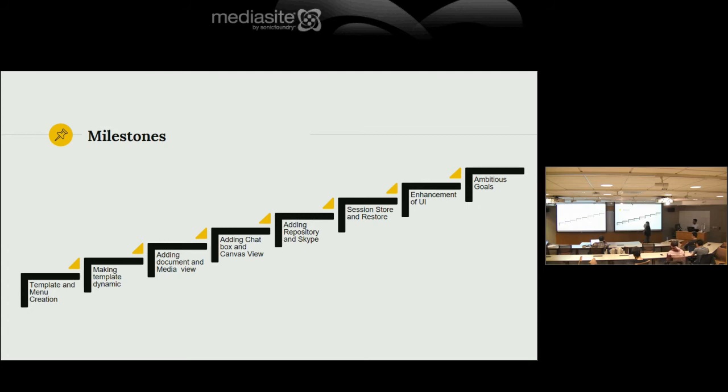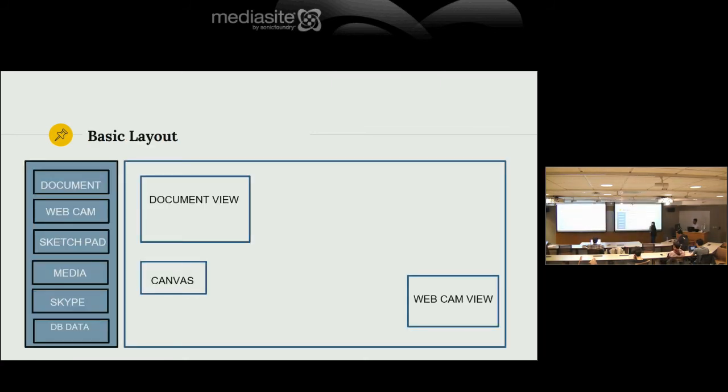Then we try to add the chat box and the canvas view. Canvas is going to be the sketchpad, which would allow the user to draw various graphics. And after that, could you go back to the previous slide? My impression was that everything in the big rectangle on the right is the canvas view. This one?